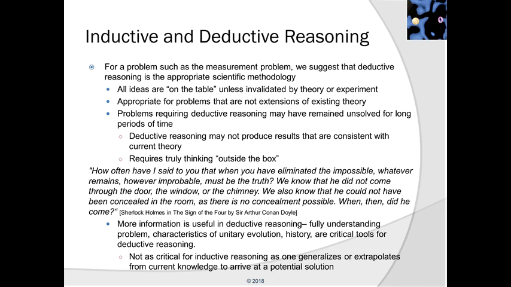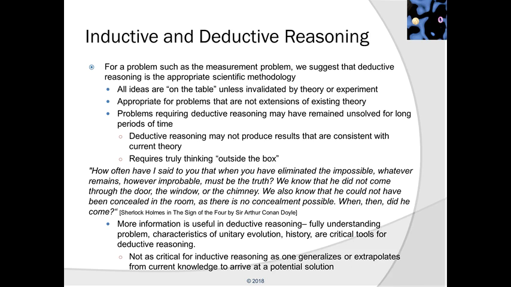"How often have I said to you that when you have eliminated the impossible, whatever remains, however improbable, must be the truth? We know that he did not come through the door, the window, or the chimney. We also know that he could not have been concealed in the room, as there is no concealment possible. When, then, did he come?" Says Sherlock Holmes in The Sign of the Four by Sir Arthur Conan Doyle.